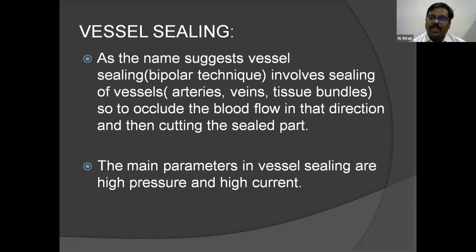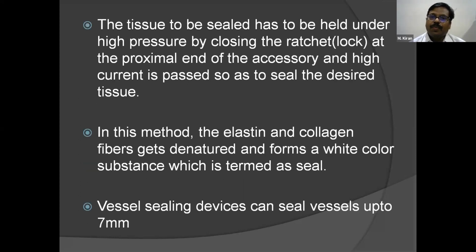The main parameters in vessel sealing are high pressure and high current. The tissue to be sealed has to be held under high pressure by closing the ratchet at the proximal end of the accessories, and high current is passed so as to seal the desired tissue. In this method, the elastin and collagen fibers get denatured and form a white substance, which is termed the seal. Vessel sealing devices can seal vessels up to 7 mm.